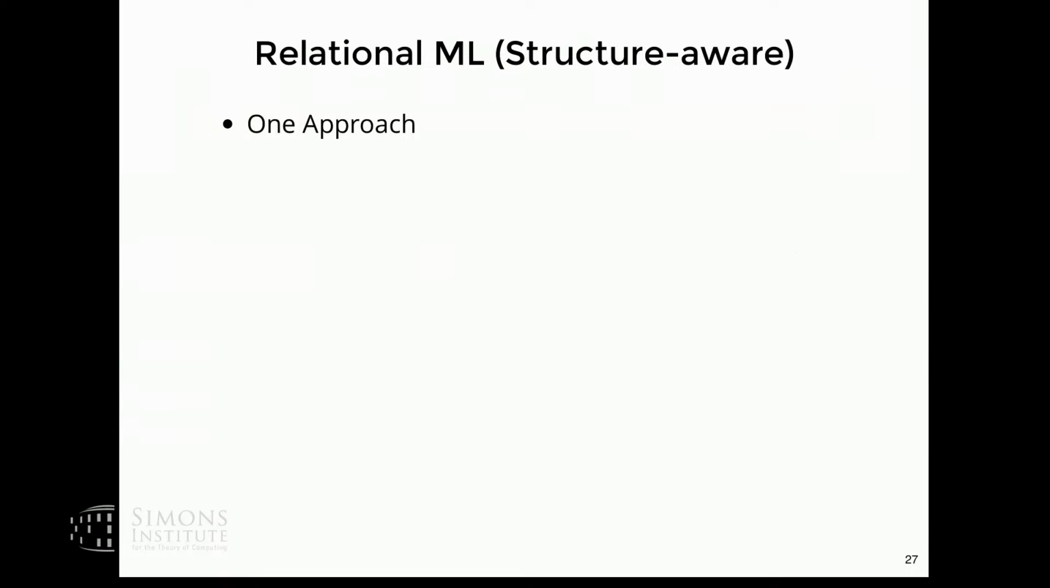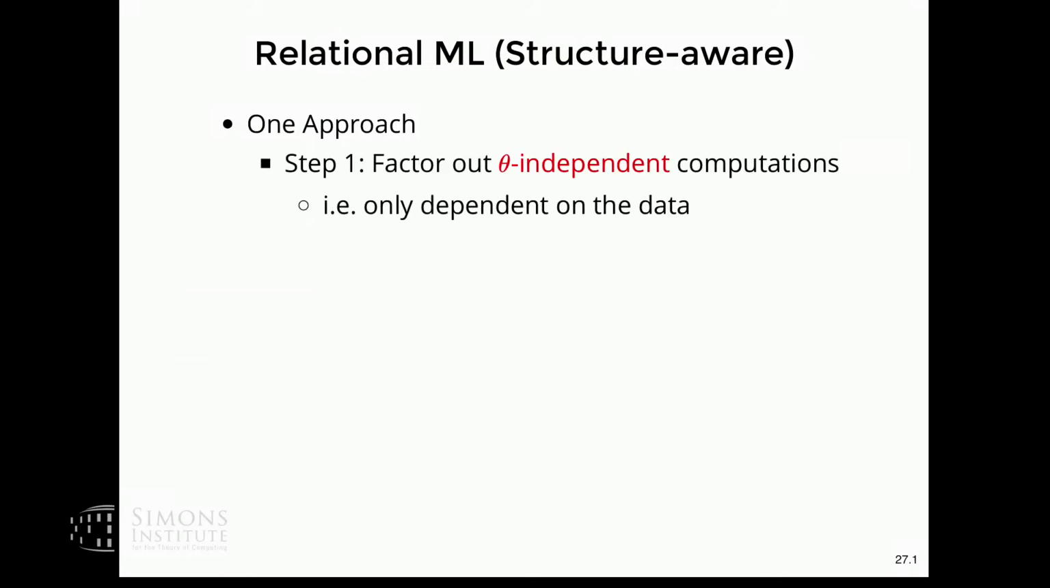So instead, in relational machine learning, our target is basically to address some of those concerns. Here is the outline of one potential approach that I'm going to describe in detail, and how we apply it for this particular example. The first step is going to be, we will factor out computations that are independent from theta. Now, remember that theta is going to change when we apply batch gradient descent. So computations that are independent from theta, we can compute them only once at the beginning. And when we apply batch gradient descent, they don't really have to be updated anymore.